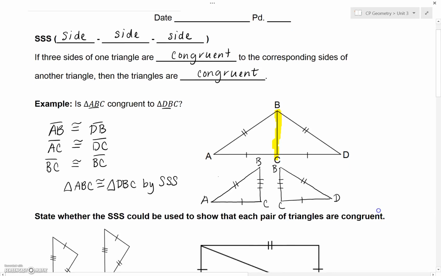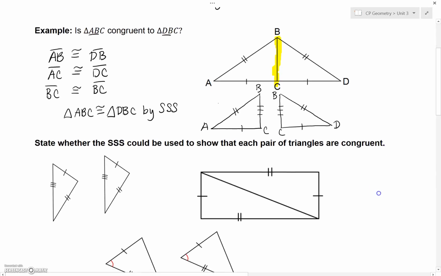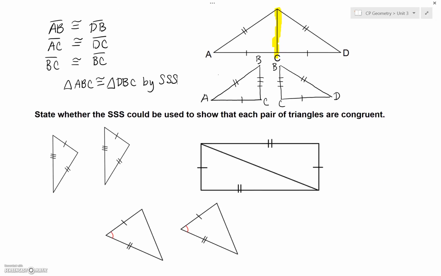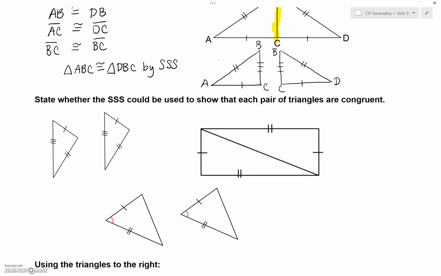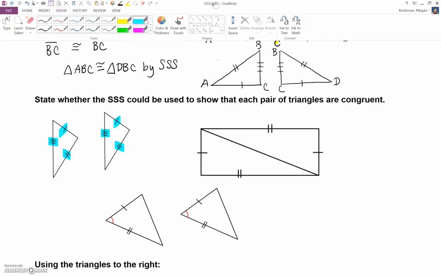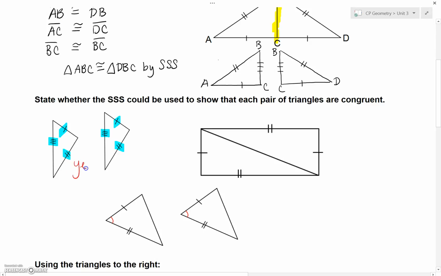So if we look at some more examples here, I said state whether side, side, side could be used to show that each pair of triangles are congruent. Well, if I look at these two triangles right here, I'm seeing one tick mark, 3 tick marks, 3 tick marks, 2 tick marks, 2 tick marks. If all those sides are congruent and I have 3 pairs of congruent segments, then yes, these are congruent by side, side, side.